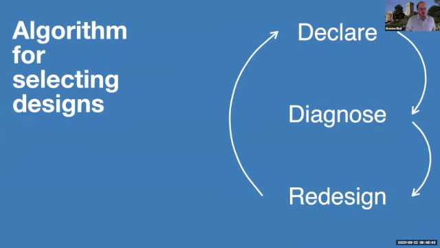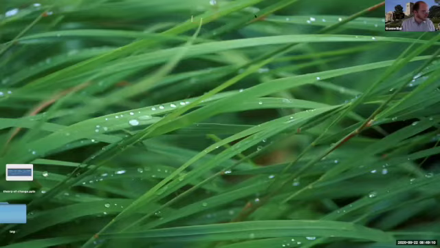And so in our algorithm for selecting designs, the algorithm is in these three parts. We're going to declare a design, we're going to diagnose it. In many cases, we're going to find out that we don't like the values of the Diagnosands. We think the design is not good enough. And so we're going to redesign the design and then redeclare it and then diagnose it again and do this over and over again in an iterative process until we're happy with the values of the Diagnosands. And so I'll just illustrate that for you briefly here before we open it up for questions.